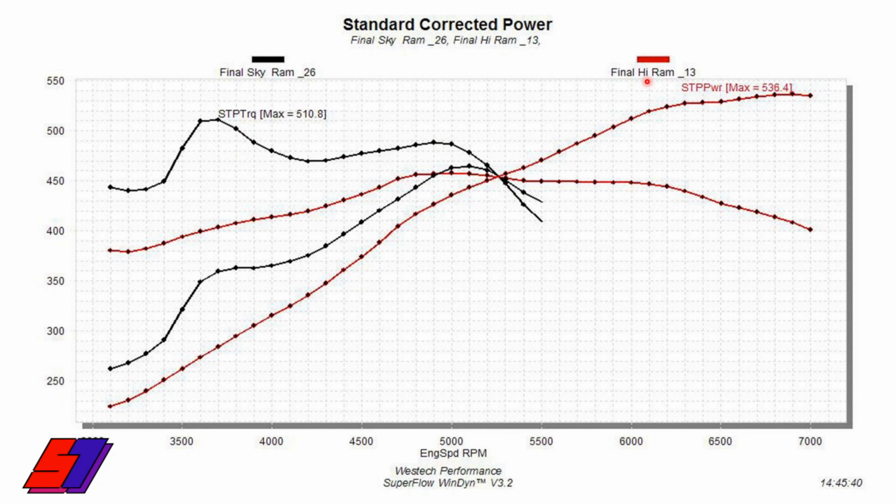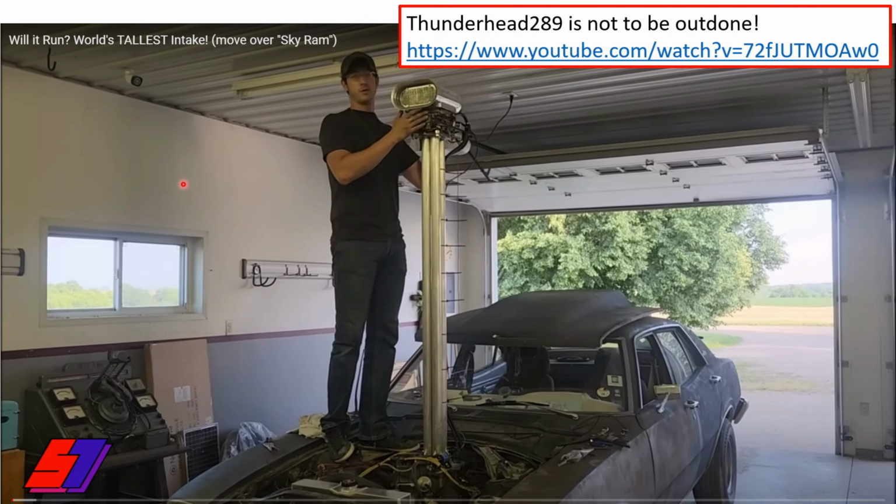The red lines are the high ram. You can ignore that. We're looking at the black lines here. So tremendous power. I mean, that's like two-stroke 125cc dirt bike power band, like a light switch, right? That thing is ridiculous. So pretty awesome.